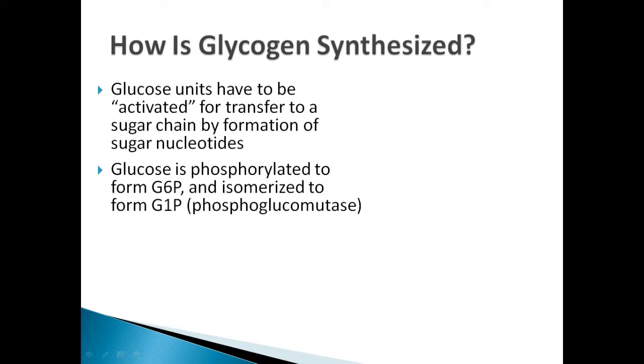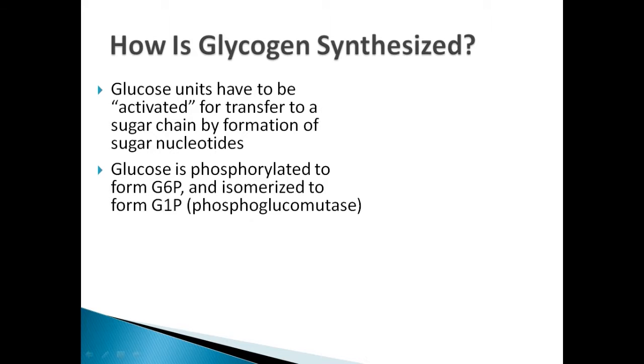Glycogen is synthesized from glucose, as we've said, but glucose has to be in a kind of activated form to allow the transfer to a sugar chain by formation of sugar nucleotides. So glucose is phosphorylated first to form glucose 6-phosphate, and that of course is the first reaction of glycolysis by the hexokinase enzyme, and from there it is isomerized to glucose 1-phosphate. So phosphoglucomutase is the enzyme involved there.